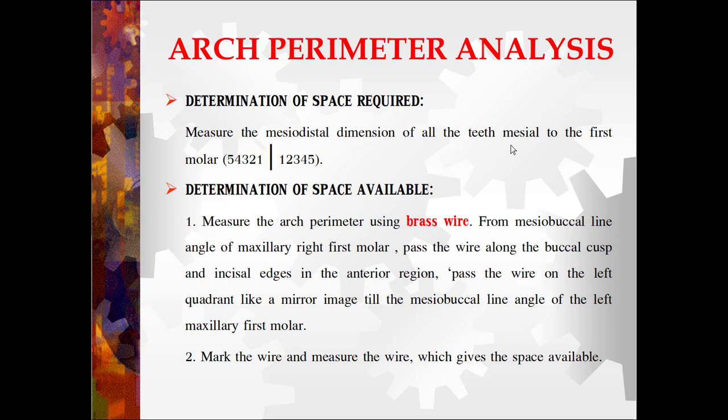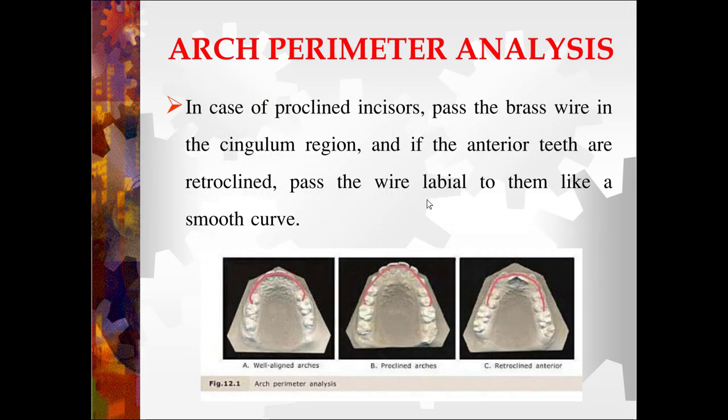Brass wire is used. The brass wire is placed on the buccal cusp tips of the premolars and following that the arc continues with the cuspid tip of canine and finally to the incisal edges of the incisors and continues in the same fashion on the other side of the dental arch. If the arch is well aligned, it is like this, starting from buccal cusp tips of premolars, cuspid tip, incisal edges of the incisors and following the same pattern in the other side.